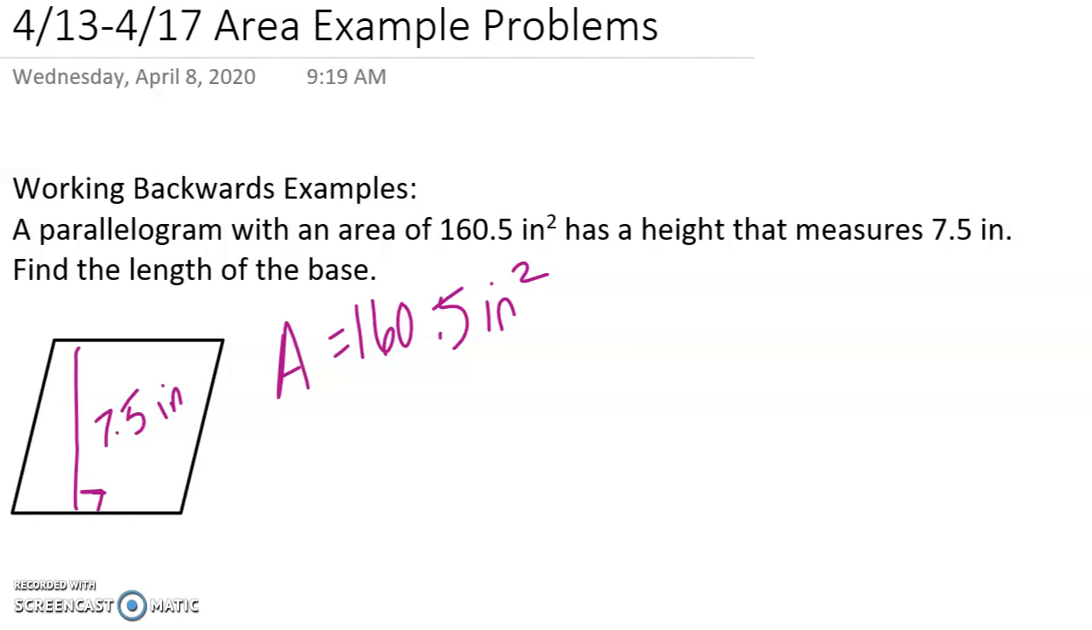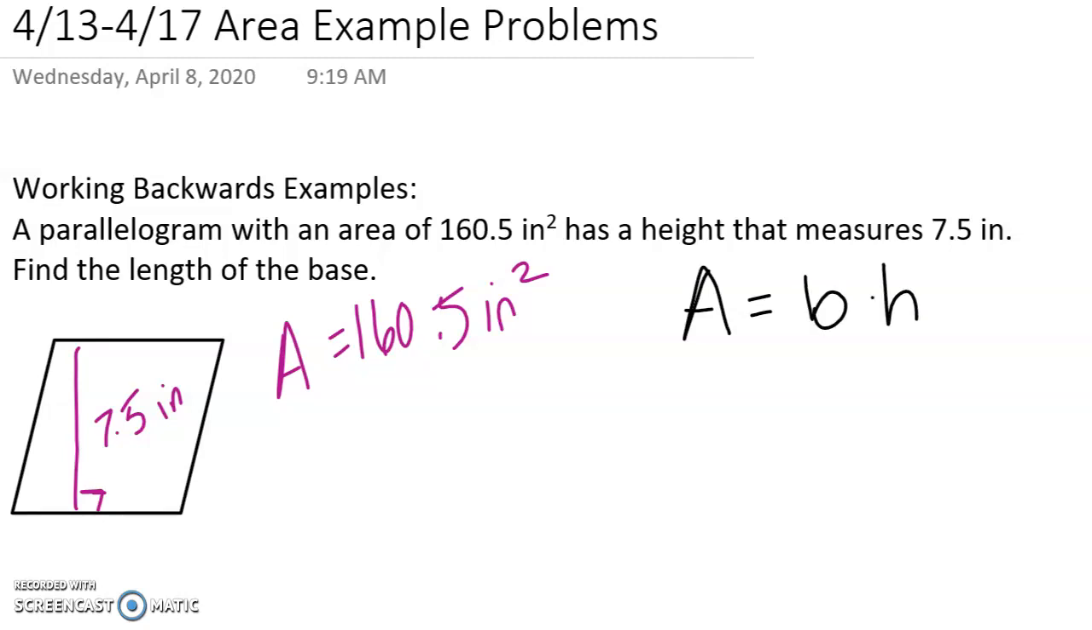You notice that the base and the height are always going to be perpendicular to each other. So if you're ever looking for the height in a figure, and this could be in a 2 or a 3-dimensional figure, you're always looking for whatever is perpendicular to your base. So you're looking for that right angle. So our first step whenever we're working backwards is to write down our area formula. So area equals, for a parallelogram, it's base times height.